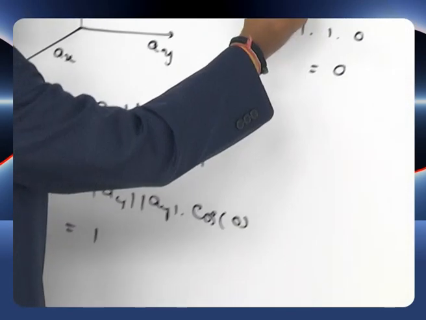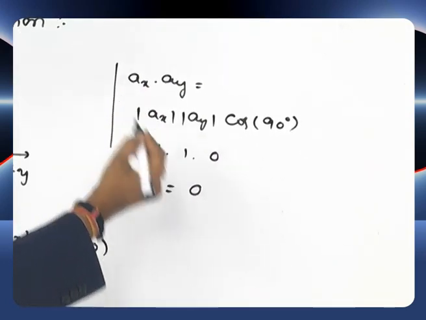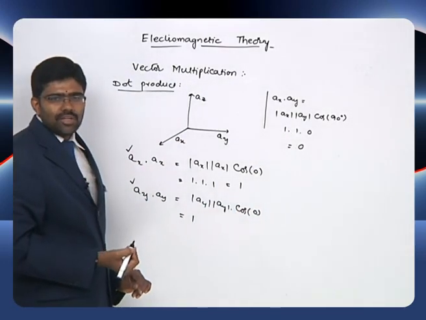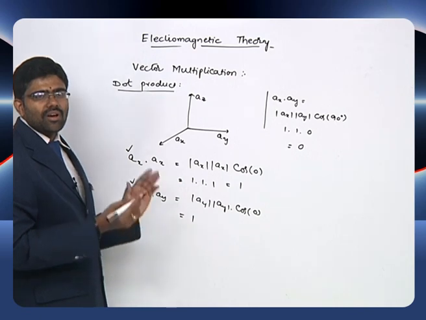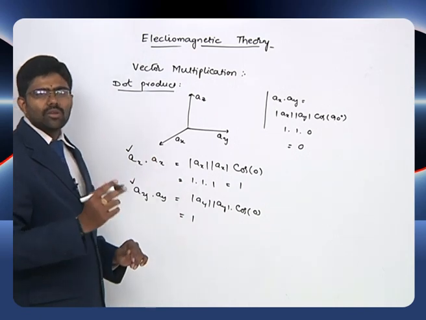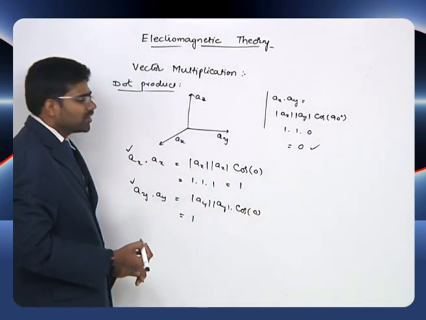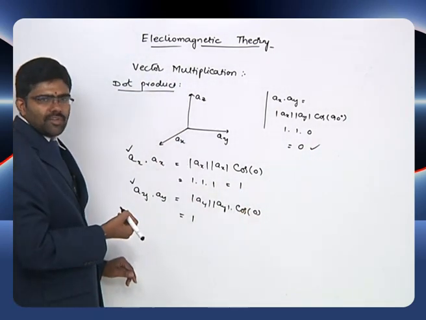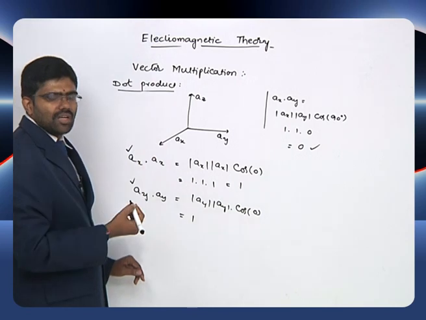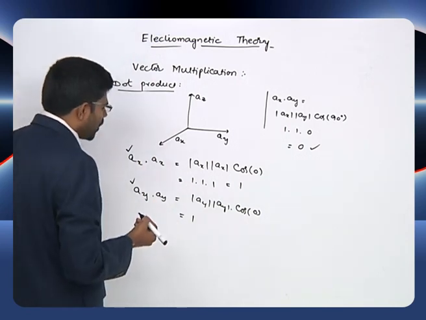If you are taking two different unit vectors which are orthogonal, then the answer is 0. So clearly what you can say is, for orthogonal unit vectors or any orthogonal vectors, the dot product always becomes 0. So this is for our rectangular coordinate system. The same principle is applicable for our spherical and cylindrical coordinate systems also.